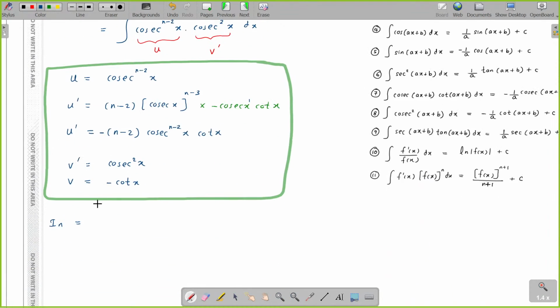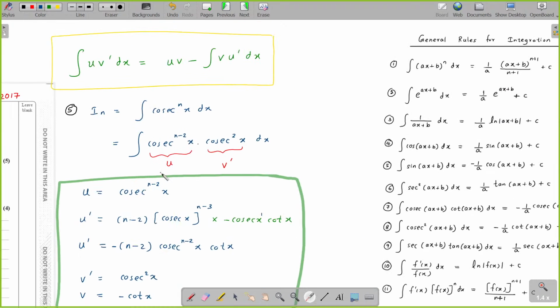So uv: u is cosec to the power n minus 2x, into v is minus cot x. Can you see? And then minus integration sign, v is minus cot x into u dash. U dash is minus n minus 2 cosec to the power n minus 2x cot x with respect to x. Guys, can you understand what I just did here? I applied this rule. I substituted the u, v, u dash, everything into this equation. That's what I did.